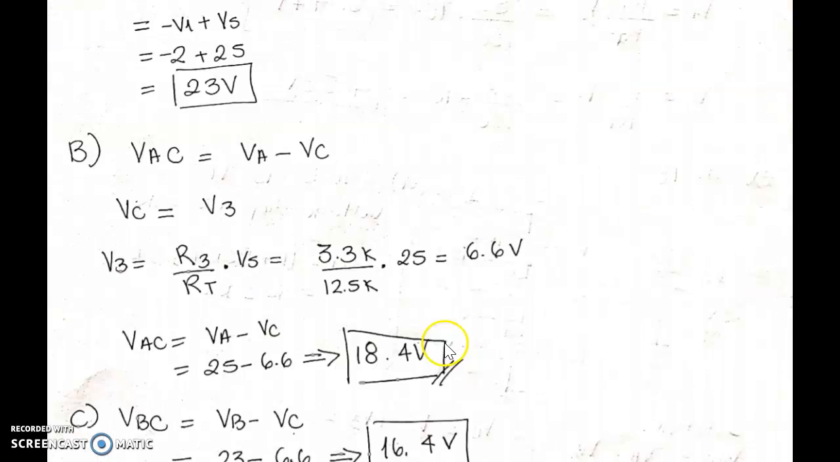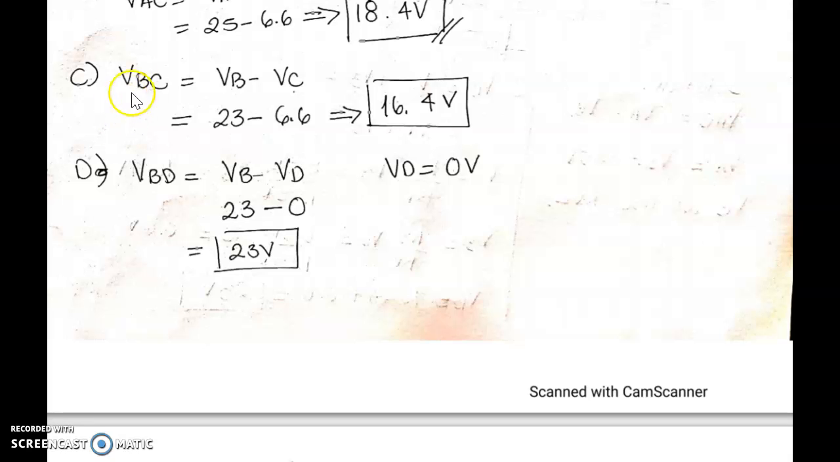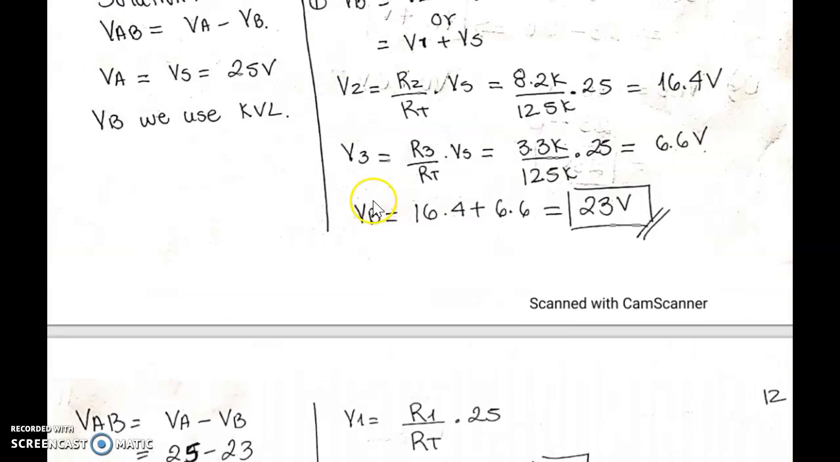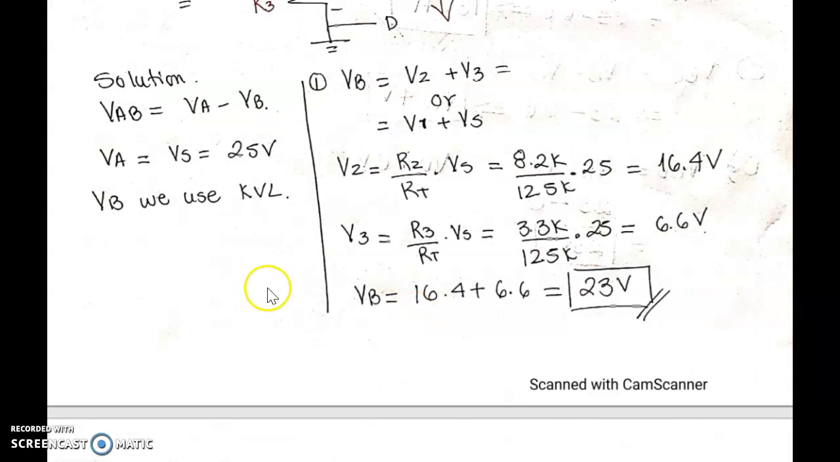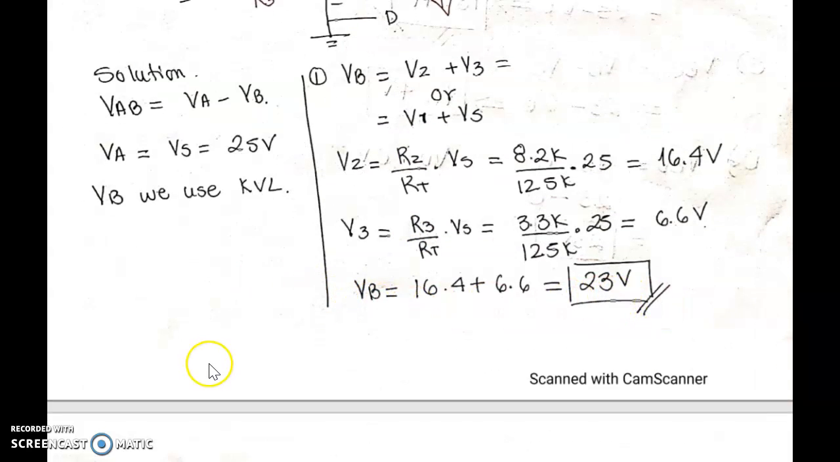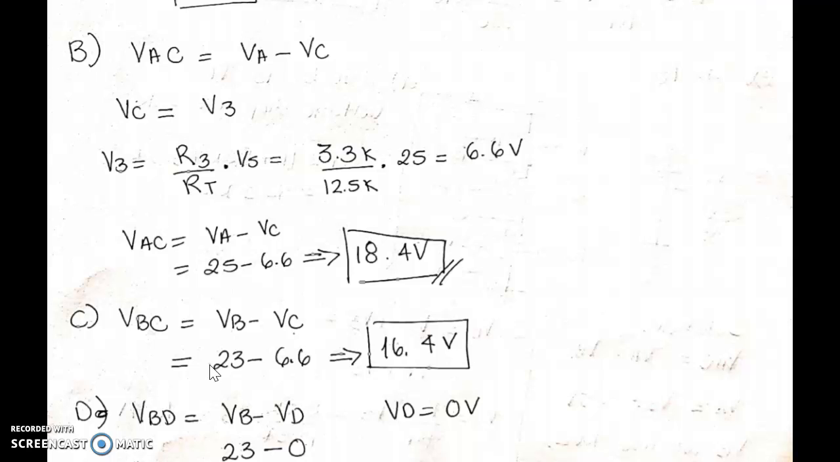And then part number 3, it says voltage VBC, so VB minus VC. VB I have calculated right here to be 23 volts. So if I go here, VB is 23, VC I have calculated to be 6.6, so it's 16.4 volts.